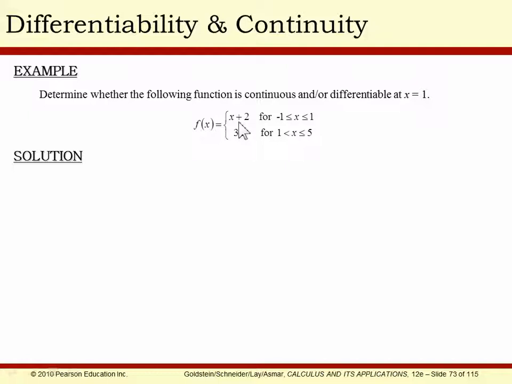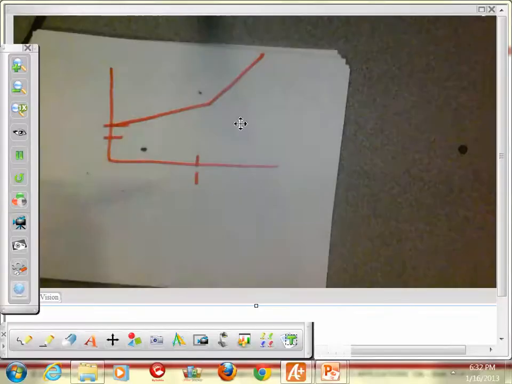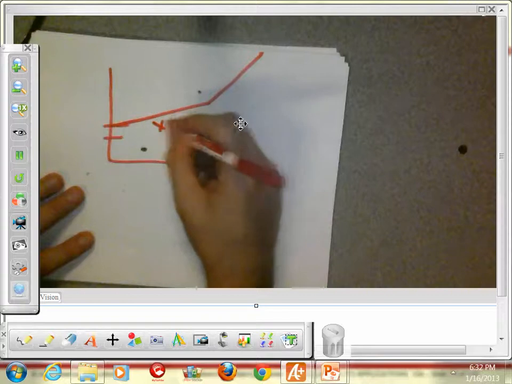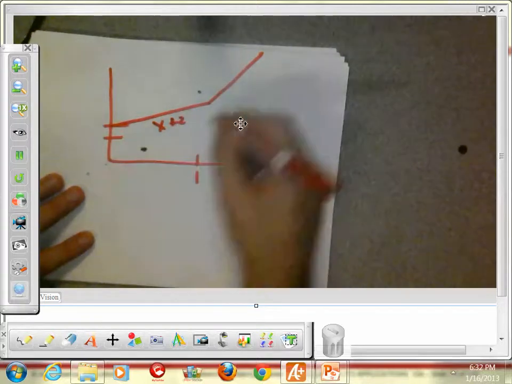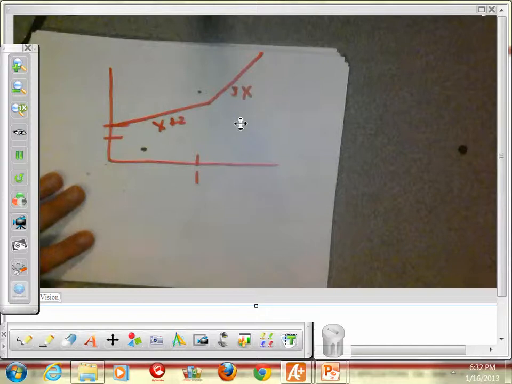It's a sharp corner. Let me draw this for you again. If we graph this, we have x plus 2, so our y-intercept is 2. So this is the line x plus 2. And say this is the line 3x. We're just starting a little bit later on.